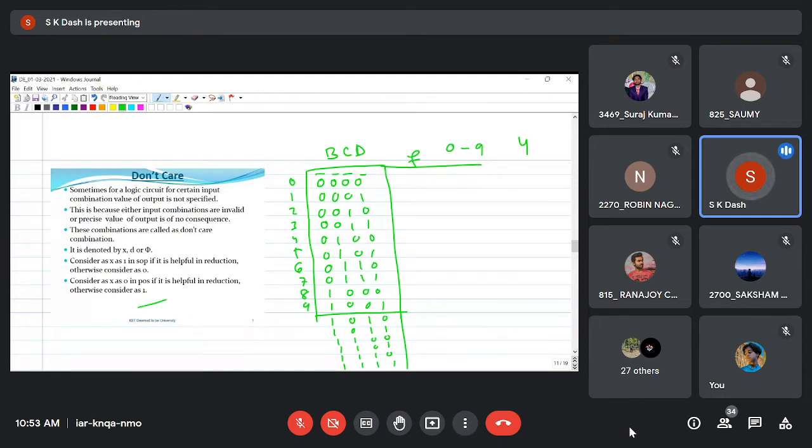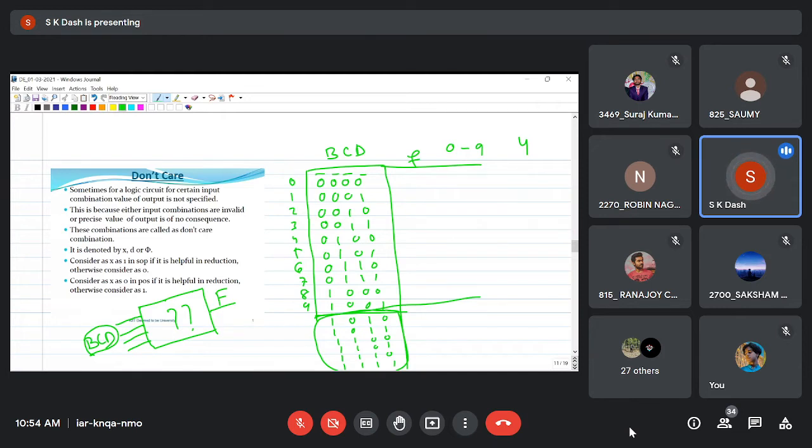In the next chapter we'll see circuit design. Suppose I have a system. I don't know what the system is, some system I am designing. In this system, I am applying the BCD input. So how many inputs will I have? I will have four inputs, and I will have a certain output. So how many possible combinations do we have? 16 possible combinations. But out of 16, what happens to these 6? These 6 are invalid. These 6 are not valid inputs.